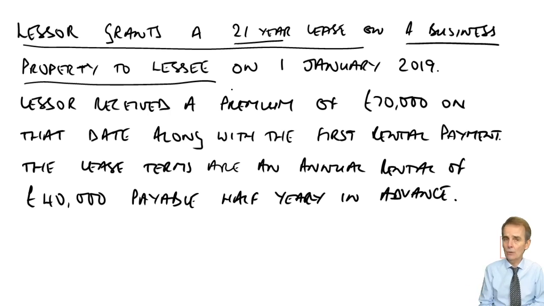And what we're going to have to do is to not just look at the situation for the lessor, but we'll also explain with this example the position, the tax relief for payments made by the lessee. We'll see the link between it. So, lessor grants a 21-year lease. 21-year lease, therefore, that is not more than 50 years, and therefore, on that basis, it is a short lease.